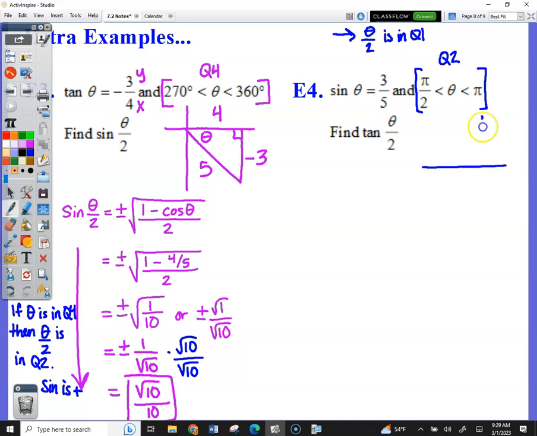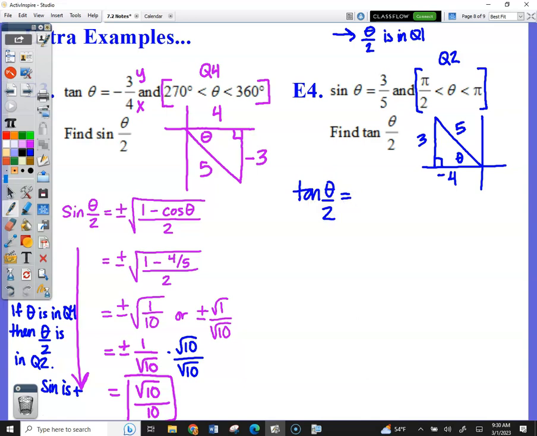Alright, so quadrant 2, come out, collapse. They gave me sine, that's y over r. Thank goodness 5 is on the hypotenuse, so x is -4, right? Because you are over in quadrant 2. Alright, y'all know me with the tan.